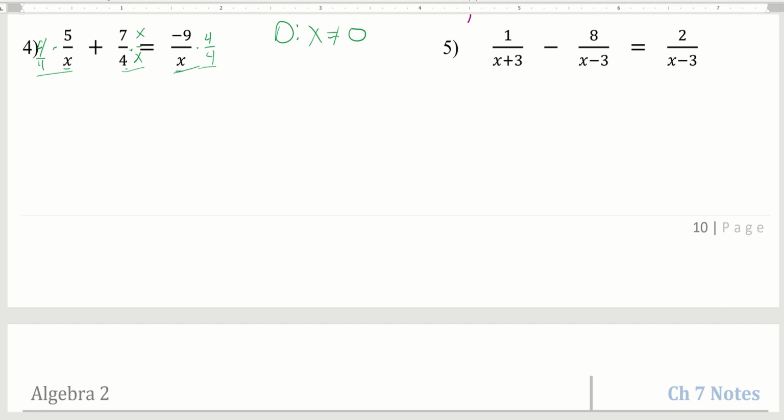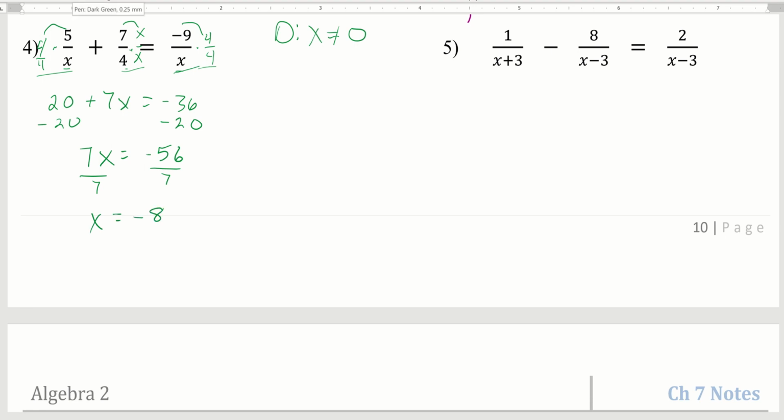So I'm going to multiply the numerators, okay, individually. So I multiply that guy and I get 20. I multiply this guy and get 7x. And then equals, and I multiply these two, I get -36. Cool. I'm going to drop the denominators because they all match now, and then just solve the numerator. Okay, so now we minus 20, so 7x is equal to -56. Okay, divide by 7. So x is equal to -8.